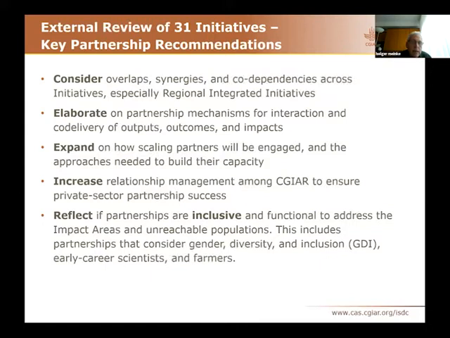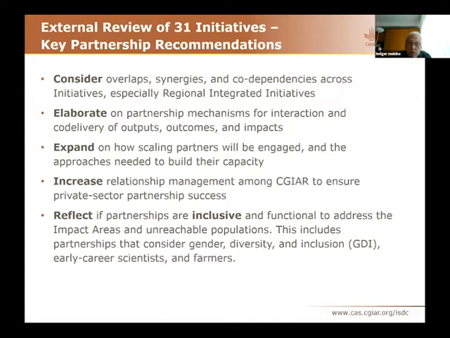They should expand on how scaling partners will be constructively engaged and the approaches that needed to be built to build their capacity. They should increase relationship management among CGIAR to ensure private sector participation success. And again, it comes back to Ravi's comments from earlier. Partners are very different and they come from very different components of our societies and our economies. And that public-private partnership issue is something that is particularly important for the success of OneCGIAR.